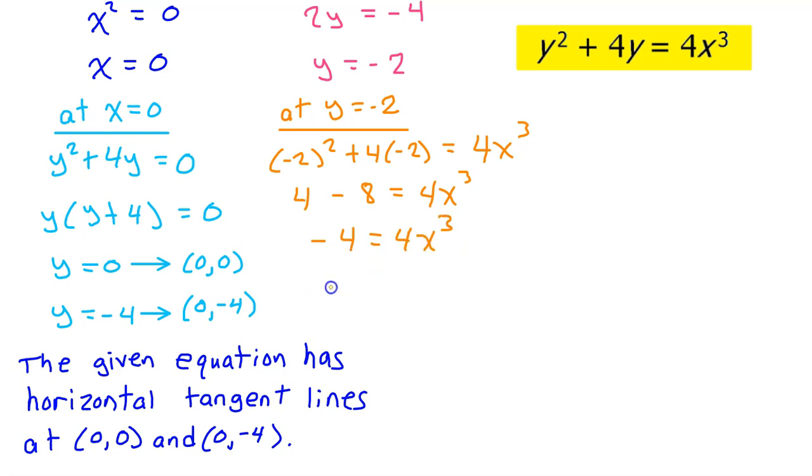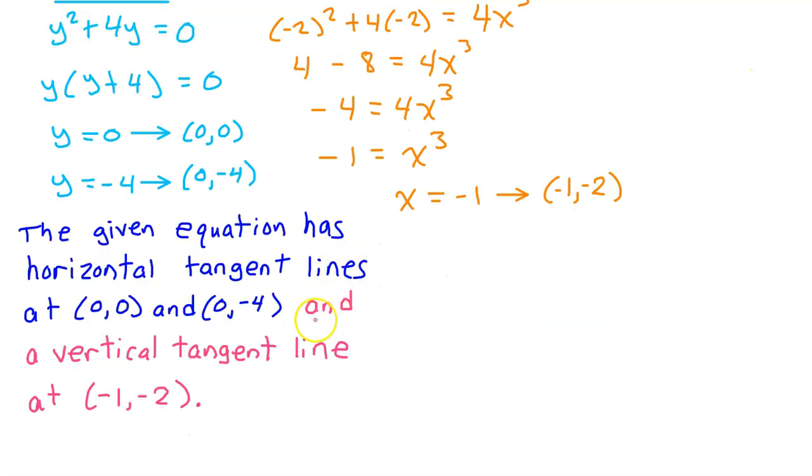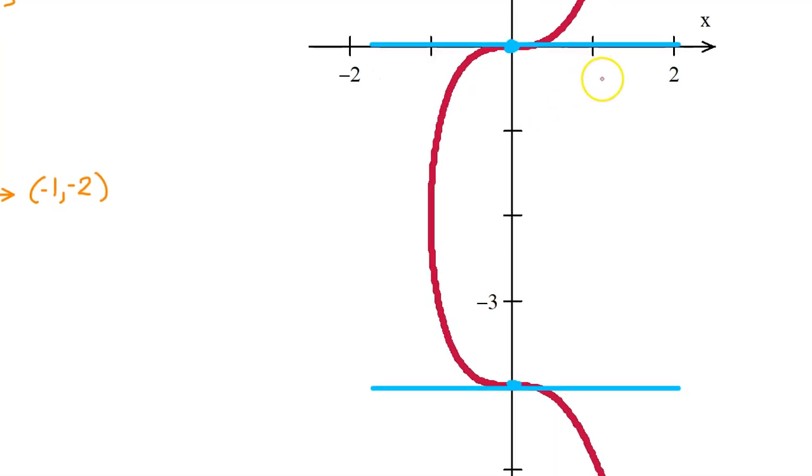Dividing both sides by 4, that's negative 1 is equal to x to the third power. Taking the cube root of both sides, we get x is equal to negative 1. Pairing this x value with the y value we already found gives us a point of tangency of (negative 1, negative 2). Adding on to what we wrote before, and a vertical tangent line at (negative 1, negative 2). Let's take a look at the graph. Sure enough, here is the point (negative 1, negative 2), and here is a vertical tangent line.